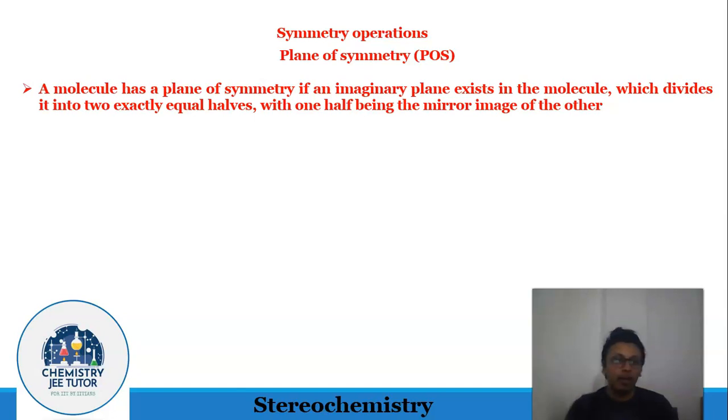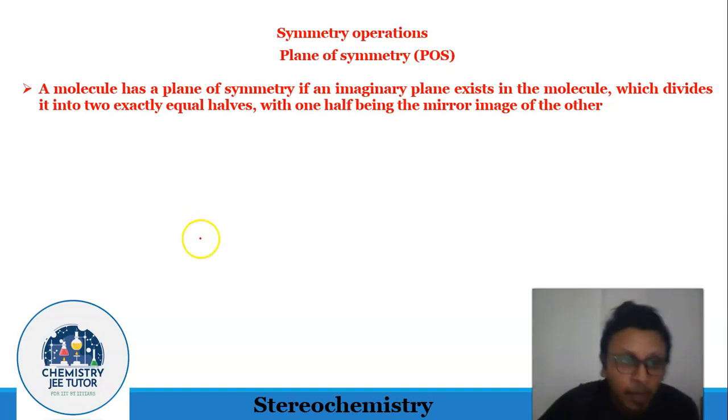Nobody will break a molecule and give it to you. These are imaginary operations. So you have to understand that this is an imaginary plane, and you imagine the plane in such a way that it divides the molecule into symmetrically equal halves. It will maintain the symmetry, remember? Such that one half is a mirror image of the other.